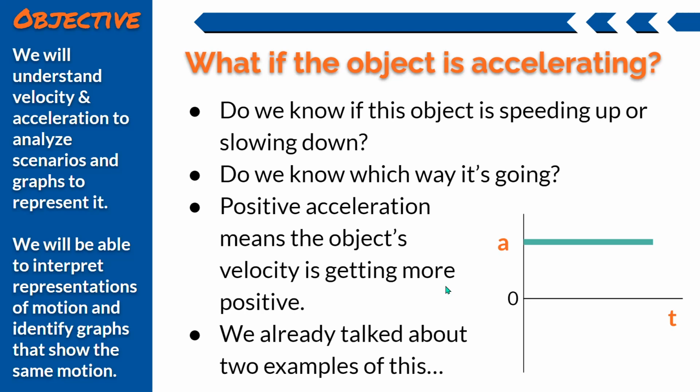That could mean it's going from -20 to -15 to -10. It could be slowing down in the negative direction, or it could be going 2, 4, 6, 8, 10. It could be speeding up in the positive direction. I don't know unless they tell me more in the question. So the graph does not tell me a lot.